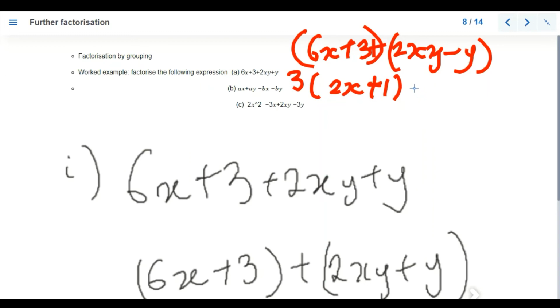And for the other one, we still have plus here. Y is common here. So we are bringing y out. So we have 2x plus 1.